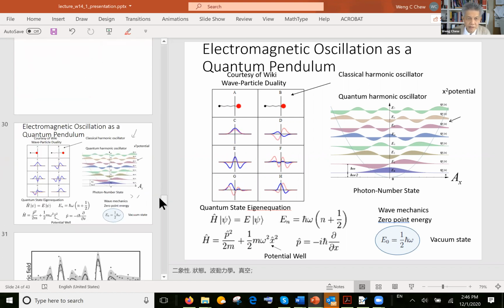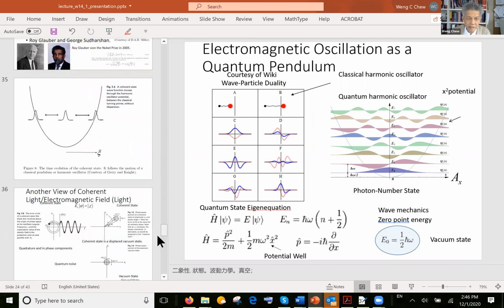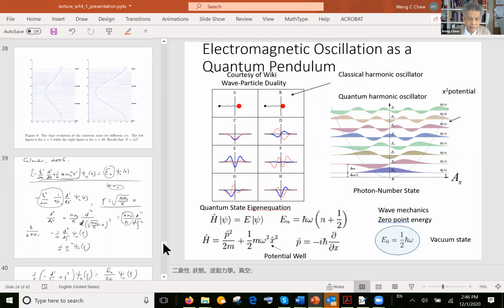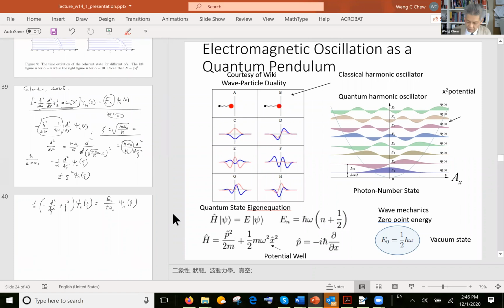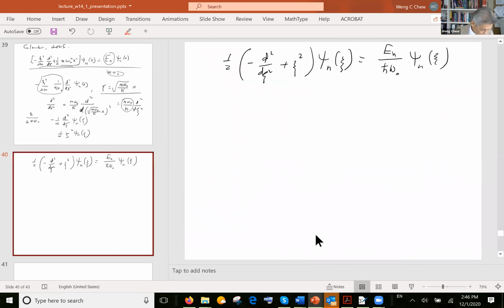So what you finally have then is that I can write this equation that I finally have here, being equal to n plus one half, psi n of zeta. This is the simplified version of the equation, and I'm going to start here in the next lecture and continue with the quantum theory of light.